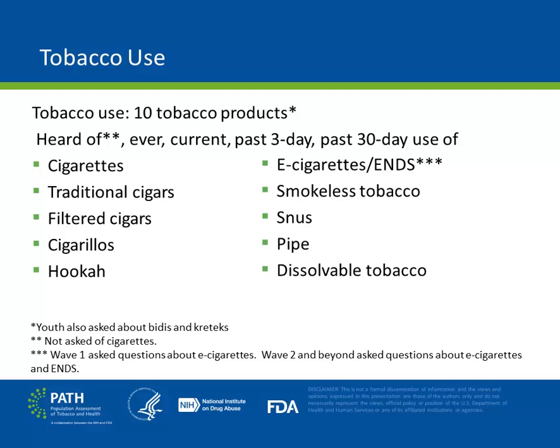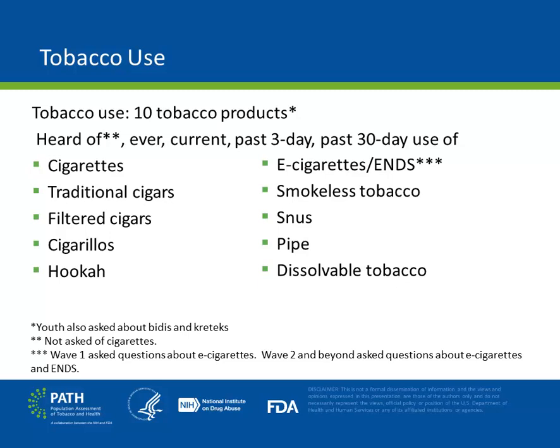After responding to a few introductory demographic questions, adults and youth are asked about their use of the following 10 tobacco products: cigarettes, traditional cigars, filtered cigars, cigarillos, hookah, e-cigarettes, smokeless tobacco, snus, pipe, and dissolvable tobacco. In addition to these products, youth are also asked about bidis and kreteks.